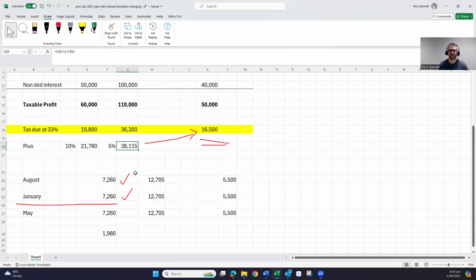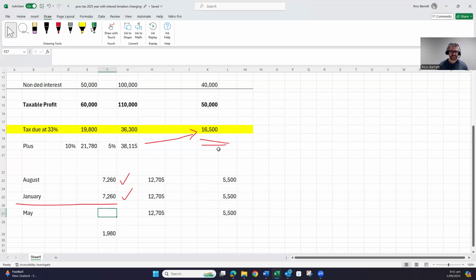So provisional tax is based on last year plus 5%, 38,115. We've only paid 7,260, 7,260. We're going to be a long way short, and they're going to be looking for a huge payment. But what we would normally do is in May, we would look at it and go, okay, we wouldn't use that calculation. Instead, what we would do is we would look at what is our real profit going to be.